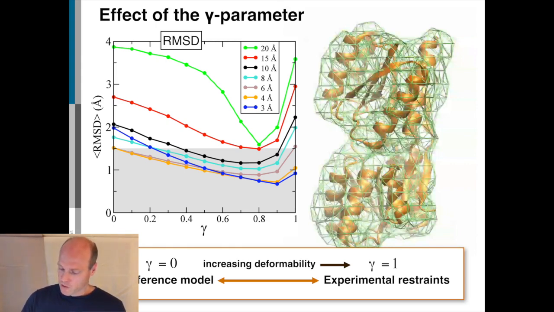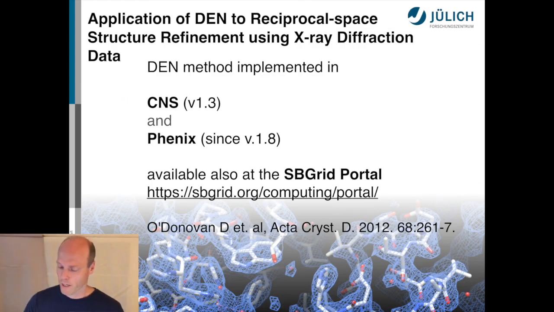Okay, so we typically optimize these parameters using cross-validation approaches, which is for X-ray diffraction very well established by the use of the R-free factor, and in cross-validation in cryo-EM we do it a little bit differently, and this is something that we have also developed, but I'll describe it in a different video.